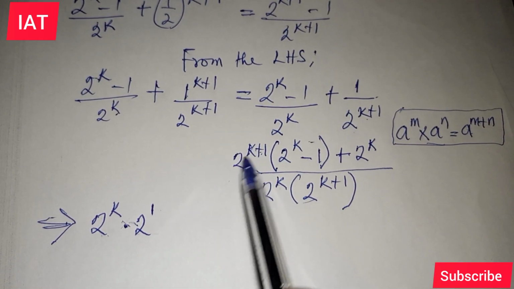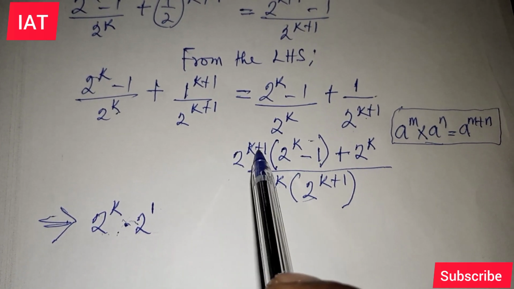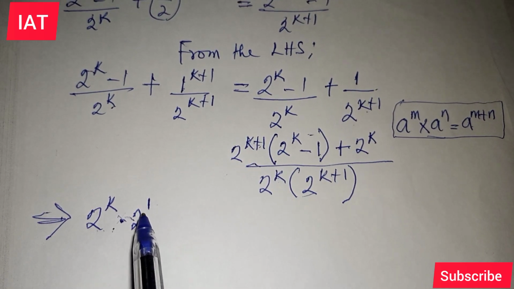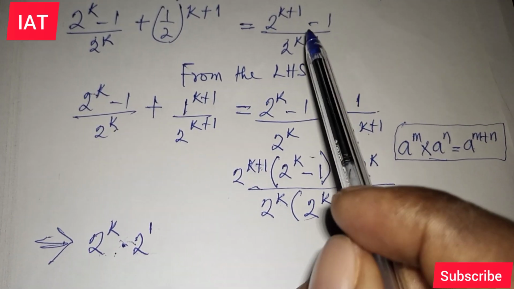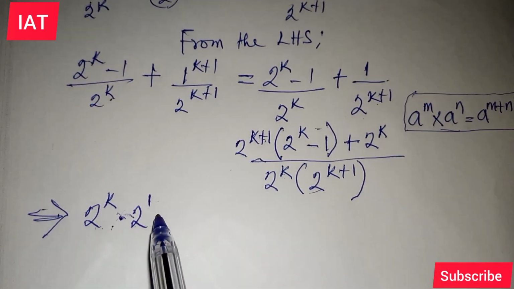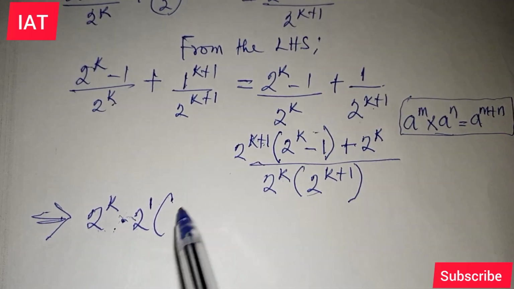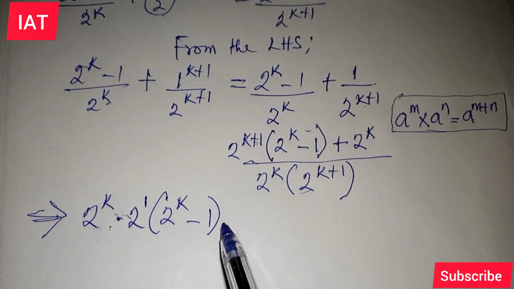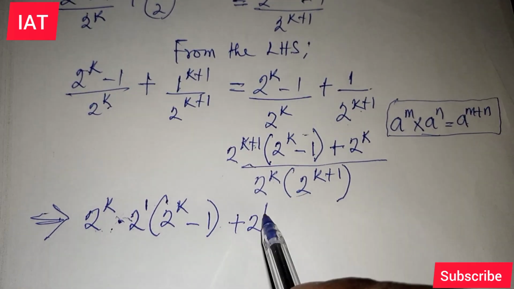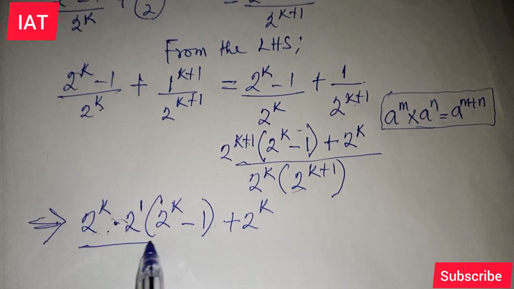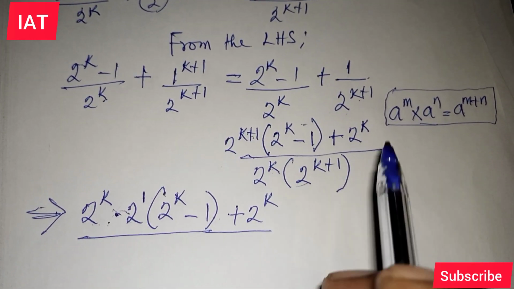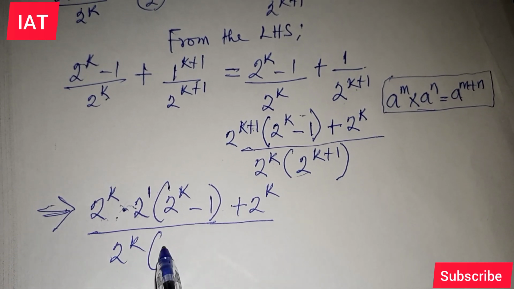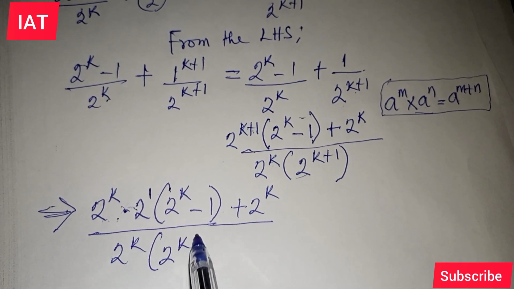So I had to split this one to this form because it was this that gave us this. And we have reasons for doing that, because we're essentially simplifying this so that we can get this right hand side. So you put this other one into the brackets as usual, 2 to the power of k minus 1, then plus the 2 to the power of k you have already. This will divide what you have at the denominator, which is 2 to the power of k into 2 to the power of k plus 1.